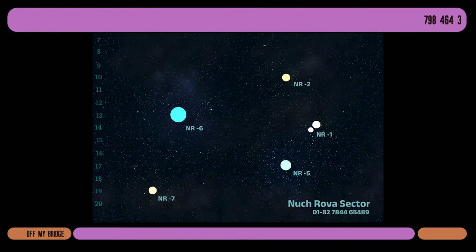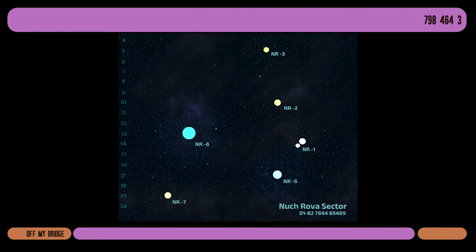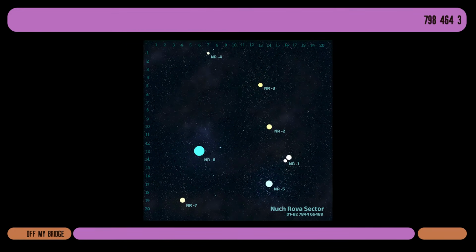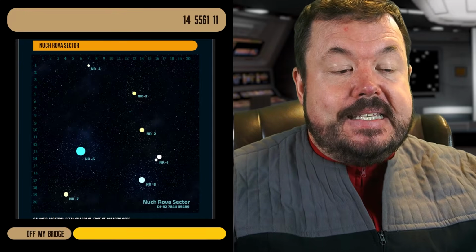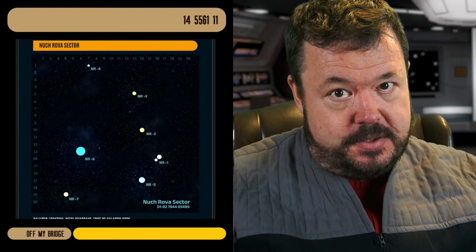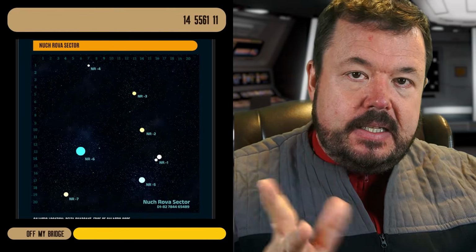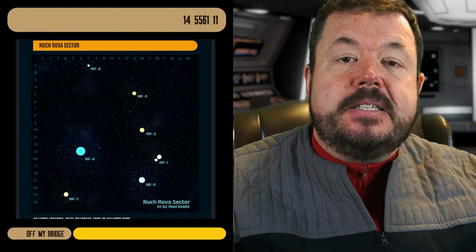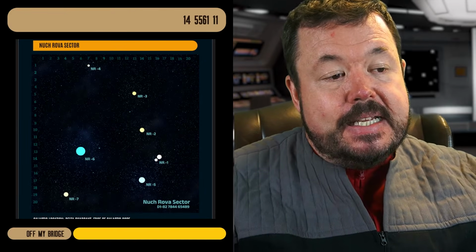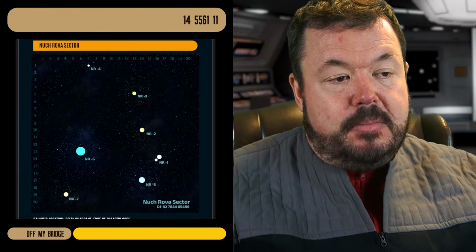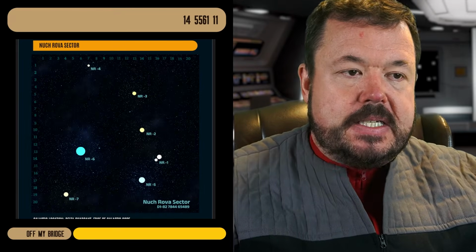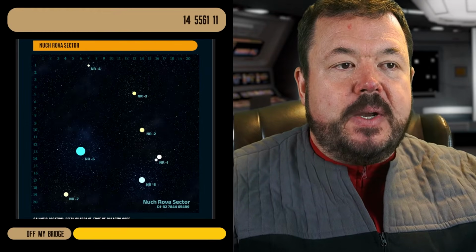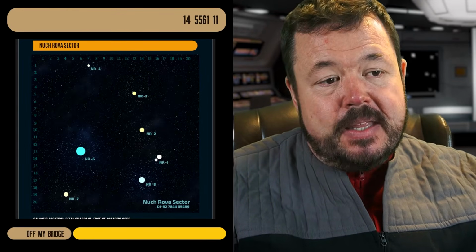So here you can see the Nuch rover sector. I came up with the name basically because it's a phrase that's in my head and I cannot remember where it comes from. I'm sure I've heard it somewhere. Anyway, Nuch rover is a sector in the Delta Quadrant. According to the rolling that I did, according to the system, it's in the Delta Quadrant and it has 7 systems, which I've labeled NR 1, 2, 3, 4, 5, 6, 7 so far. And on a grid of 20 by 20, as you can see there, the systems are laid out.